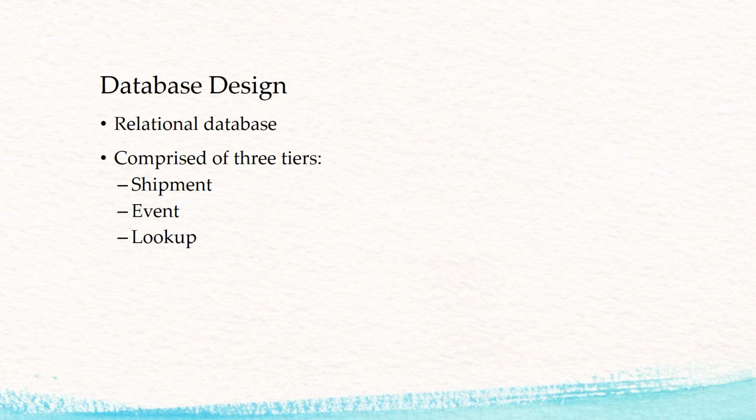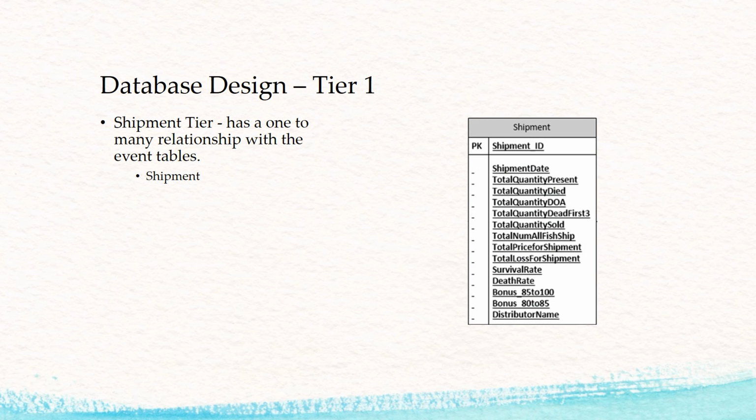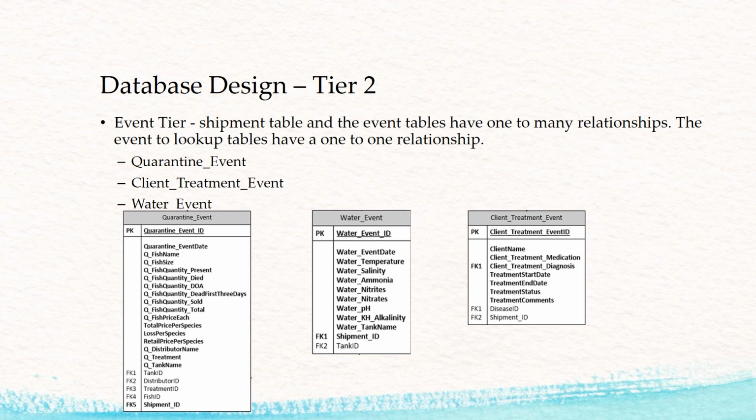This is a relational database that comprises 3 tiers: the shipment tier, the event tier, and the lookup tier. The shipment tier has a one-to-many relationship with the tables in the event tier. The table in the shipment tier is called shipment. The event tier is the second tier and has a many-to-one relationship with the shipment table.